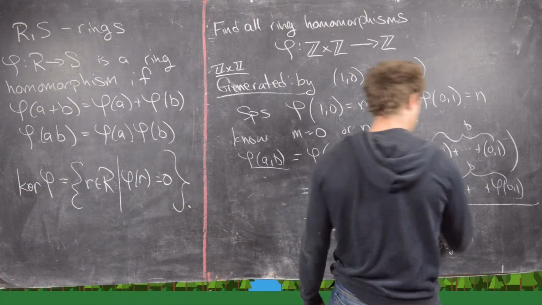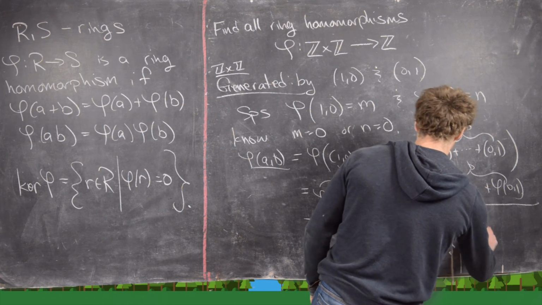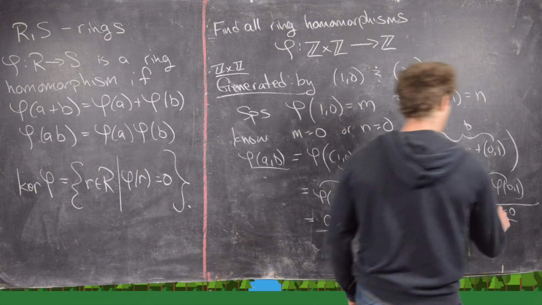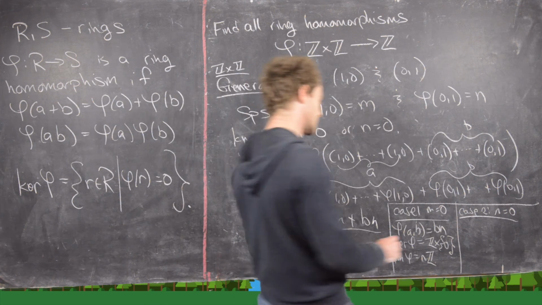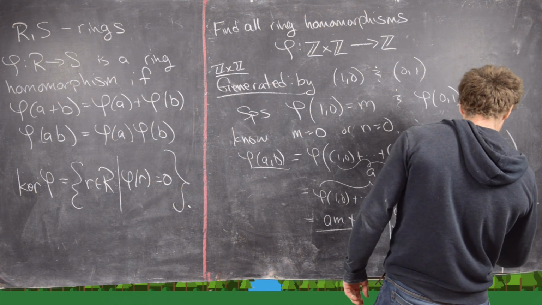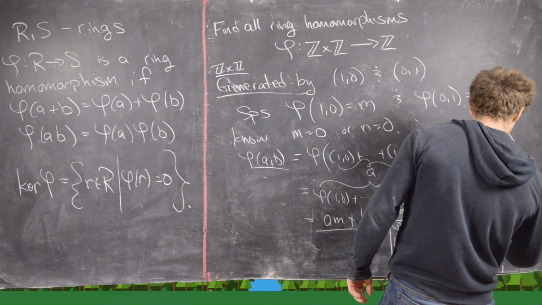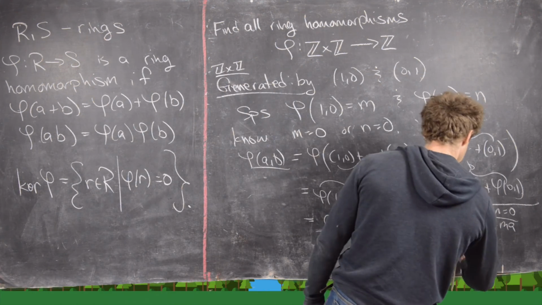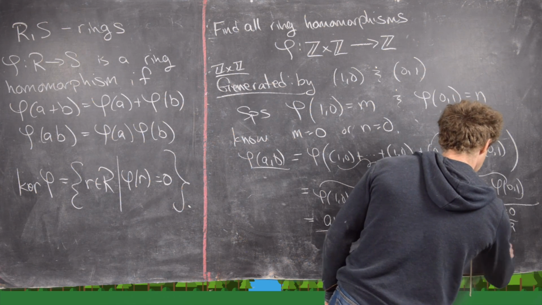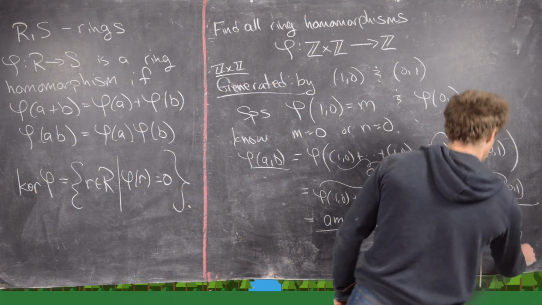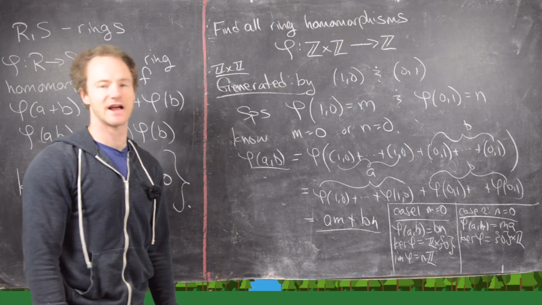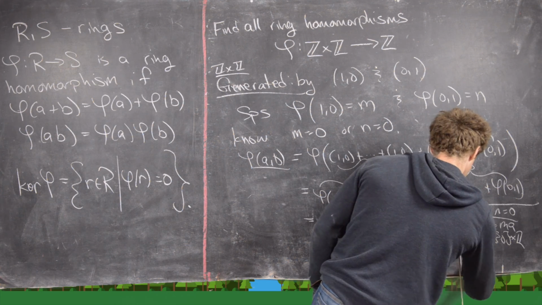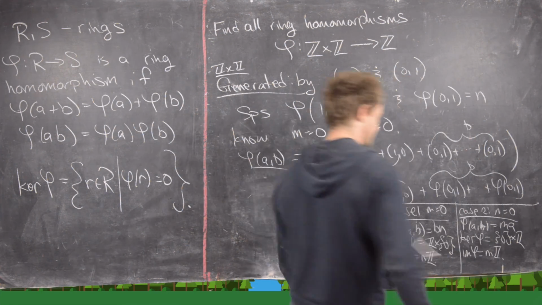And then case number 2 is going to be very similar, and that is if n is equal to 0. So that tells us that phi of (a, b) equals m times a, because we know that n was equal to 0. That tells us that the kernel of phi is equal to the 0 element in the first component cross the entire second component, and then the image of phi is equal to mZ.